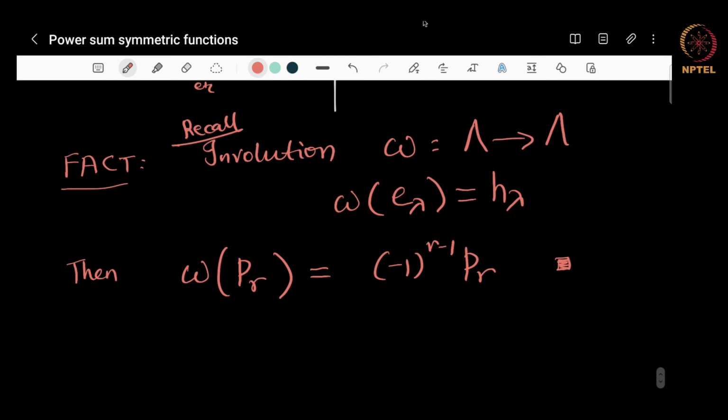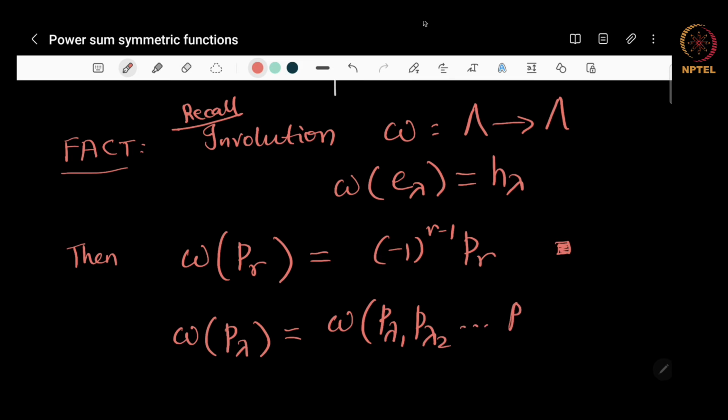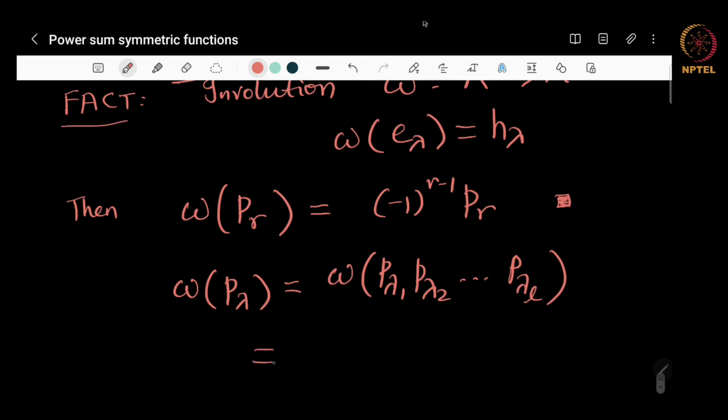Now, this is for a P_r, but what about for a general P_lambda? Remember P_lambda is just a product of P's, and omega was a ring homomorphism. So it's just omega of P_lambda_1 multiplied by omega of P_lambda_2, etc.